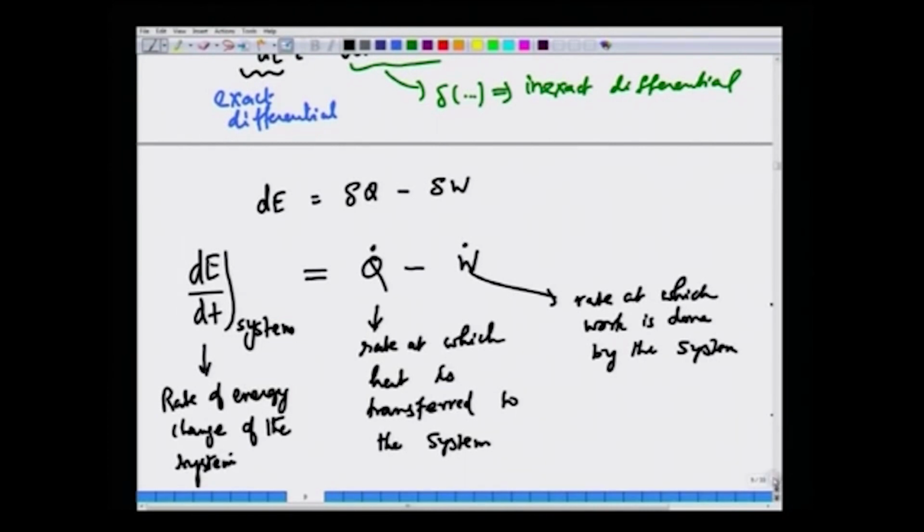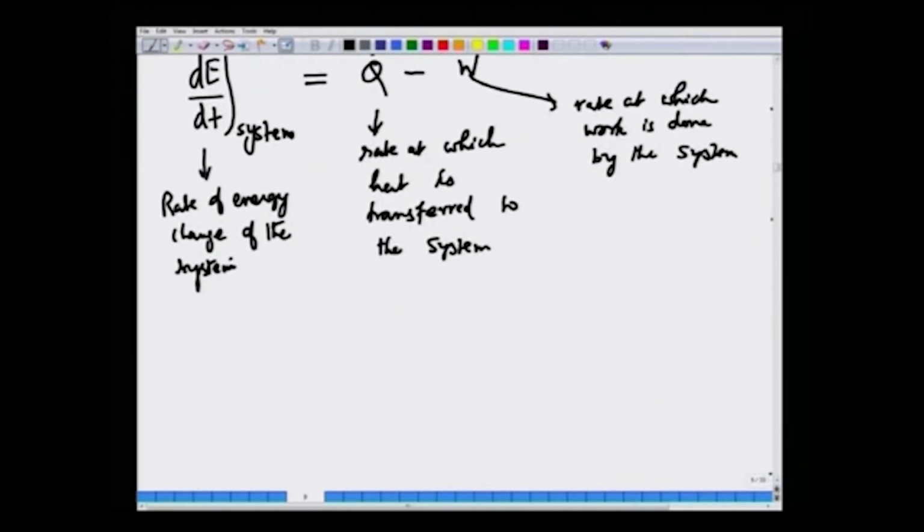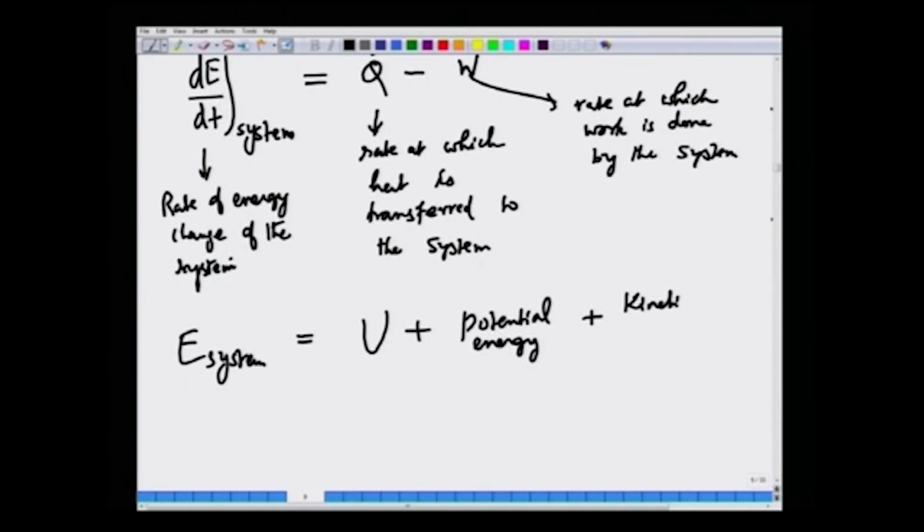Now, what is the energy of the system? The energy of the system, of course, comprises the internal energy plus potential energy, macroscopic potential energy by virtue of its elevation with respect to a datum or a ground level, plus macroscopic kinetic energy.